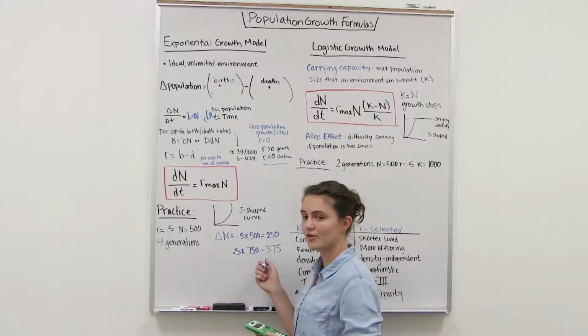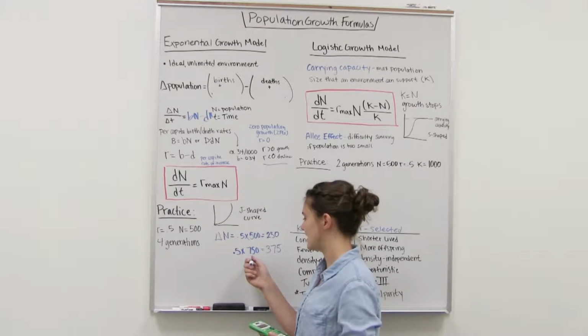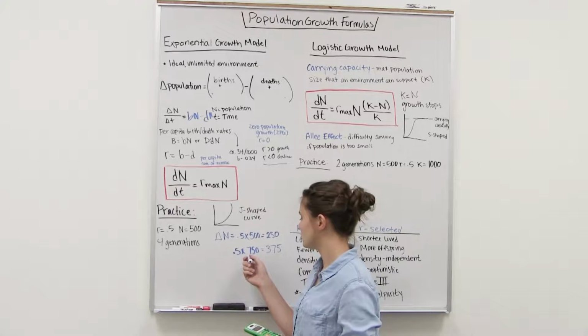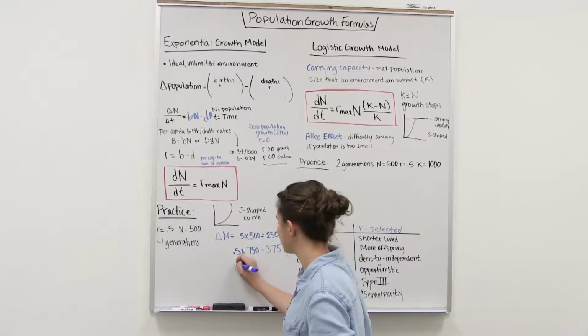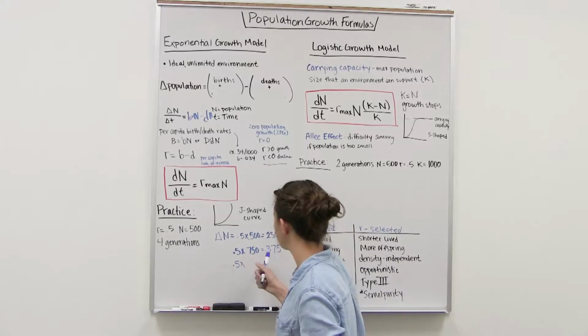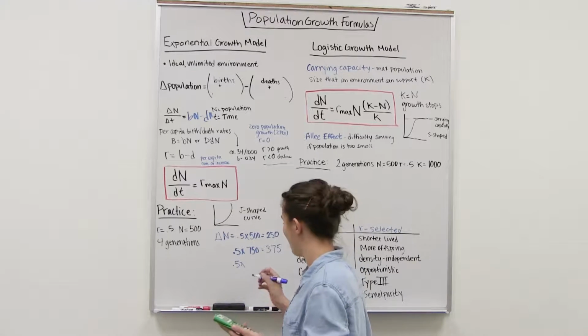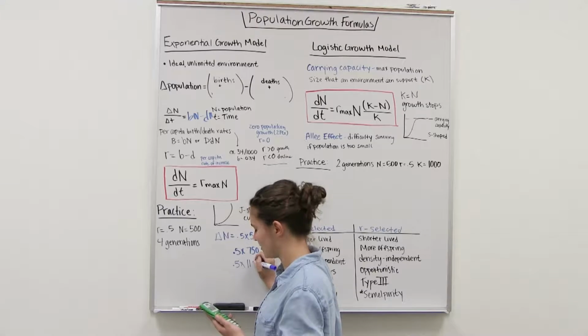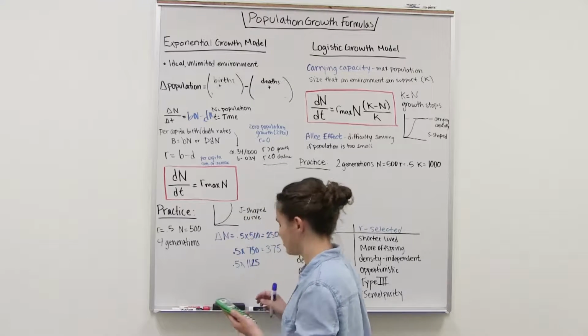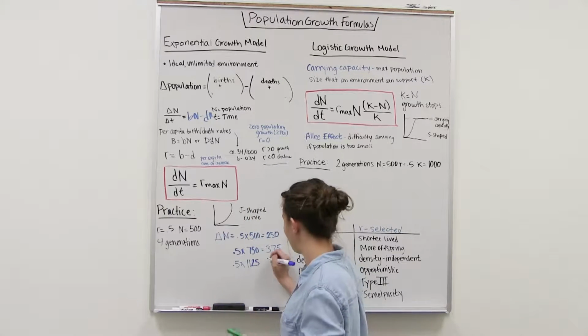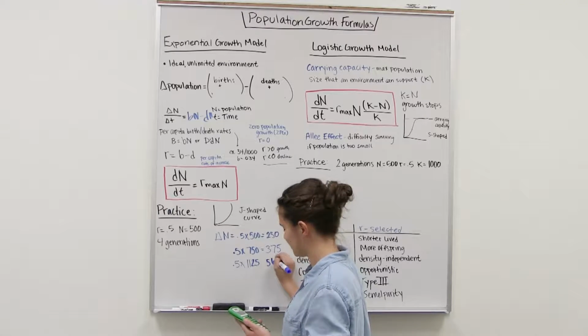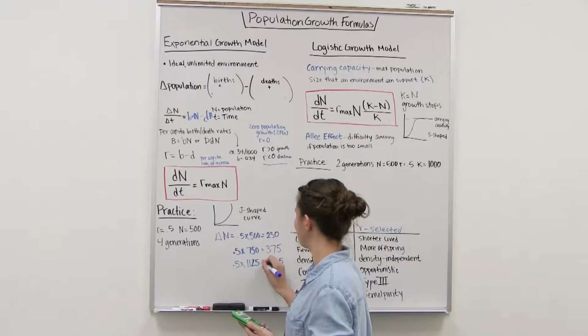So if you notice, we had a greater increase with a greater population size because, again, more individuals can produce more offspring. So we're just going to keep doing this again, but make sure you add this 375 to the 750 from before, which gives us 1,125. And we multiply that by 0.5, we're going to get 562.5. I'm going to keep that decimal there.